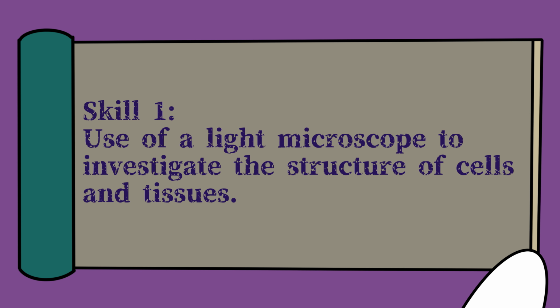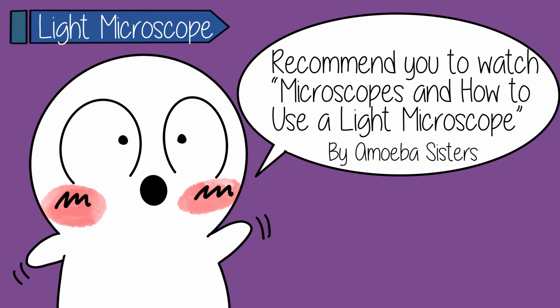Skill 1. Use of a light microscope to investigate the structure of cells and tissues. Since it is difficult to explain the Skill 1, I would like to recommend a video from Amoeba Sisters, Microscopes and How to Use a Light Microscope. This video will really help you to understand, so if you are interested, I posted the link below in the description box, so please click it.